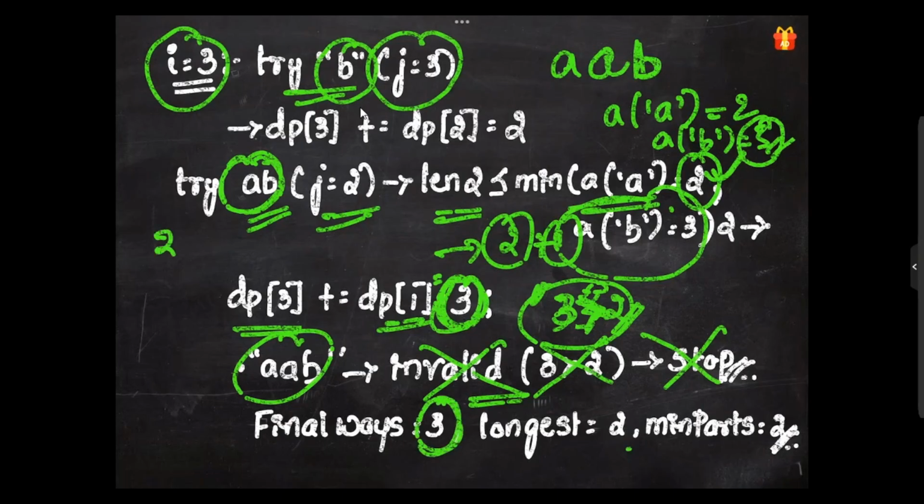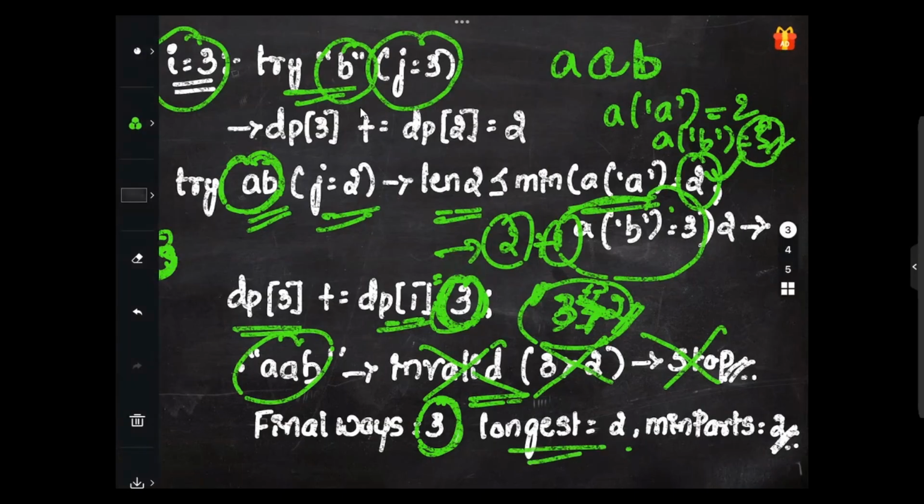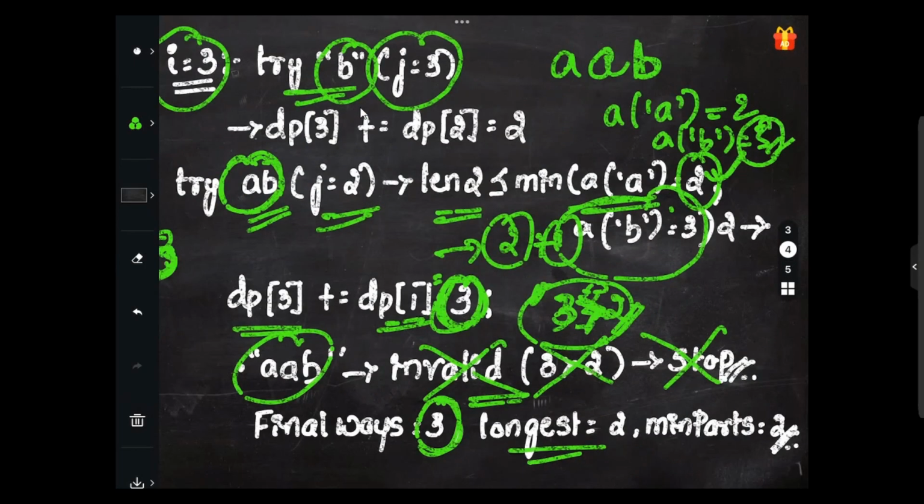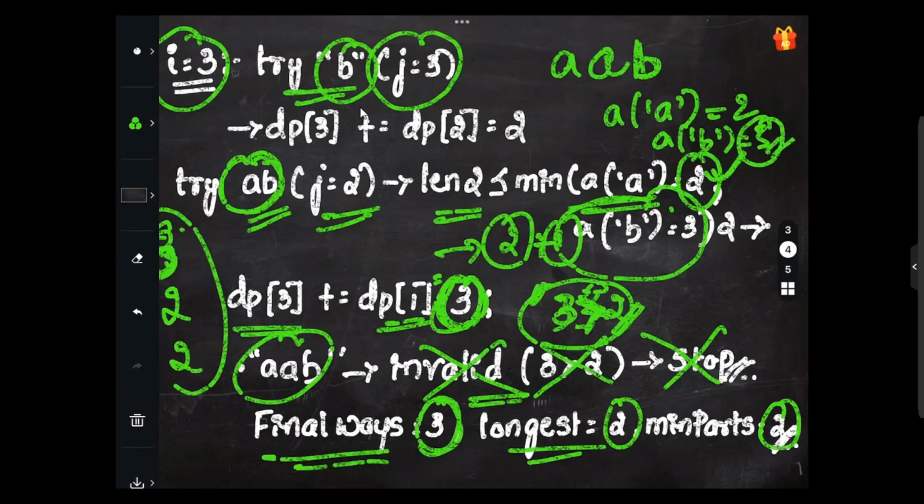First we have to return the output in this way, nothing but final ways, longest as well as the minimum parts. Final ways we have got is 3, and the longest we got here is 2 in this step. Minimum parts we have here is 2 as well, right? So this one will be 3, 2, and 2 respectively. Final ways is 3, longest is 2, minimum parts is 2, right?